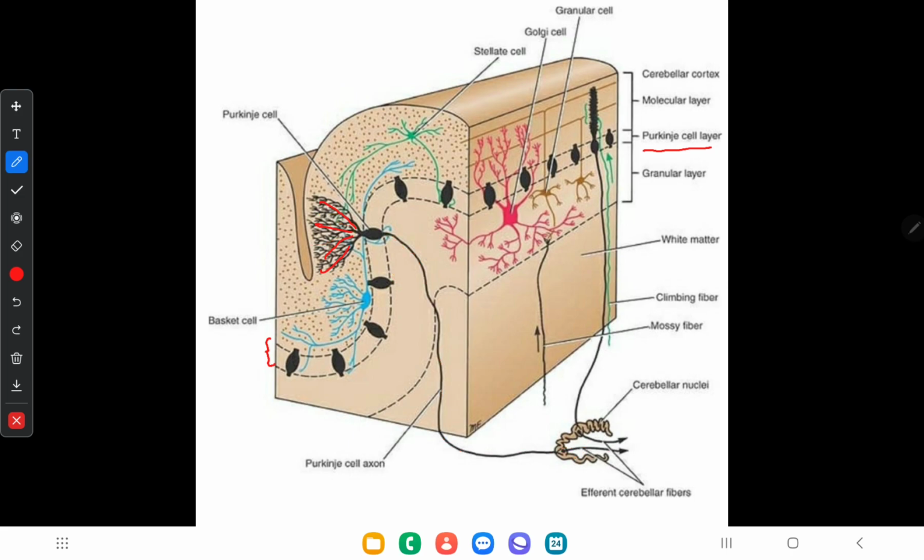Then you have the internal granular layer. It contains Golgi cells and neuroglia cells. Each of these cells gives rise to 4 to 5 dendrites, and they have synaptic contact with mossy fiber input. These are the mossy fibers. These dendrites have a connection with mossy fibers.